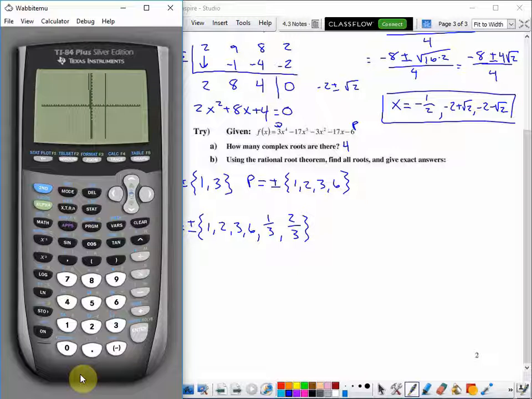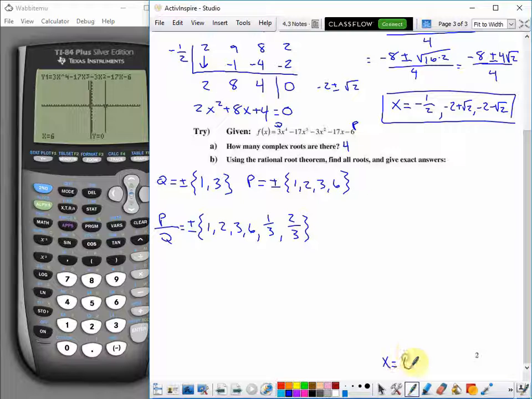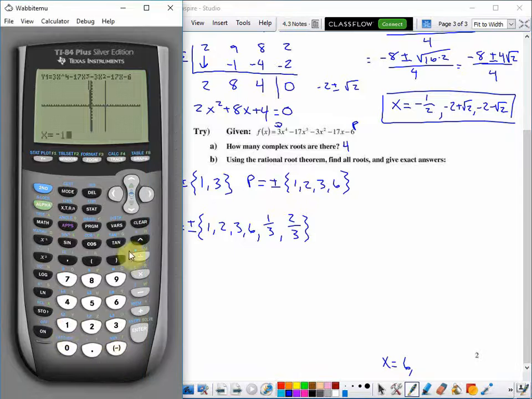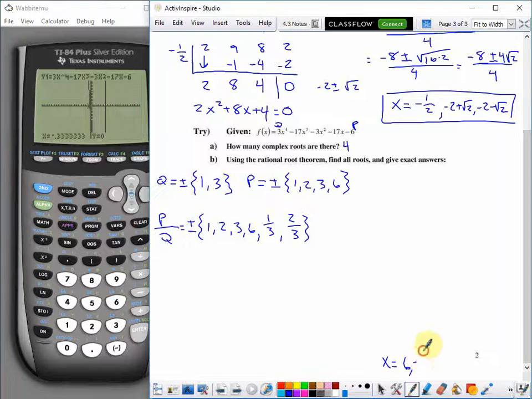So there's my graph. I only see 2 possibilities. Okay, so maybe 6 here. So trace 6. I get an output of 0. So 6 is one of my solutions. And then over here, it's not as far as -1. Could be negative 1/3 or negative 2/3, so let's try negative 1/3. And I get an output of 0 there, so negative 1/3 is one of my solutions.